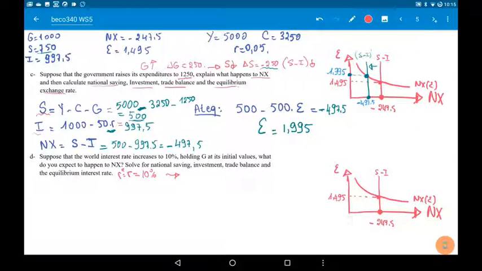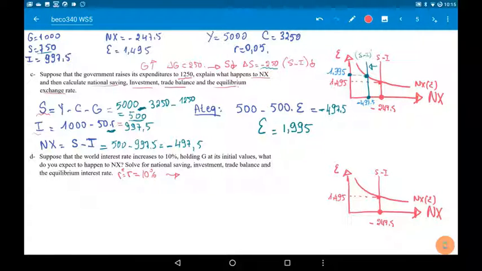Holding G at its initial value, so now G equals 1,000. What do you expect to happen to net exports? Solve for national savings, investment, and trade balance, and the equilibrium interest rate. So we need to calculate the same values, but now with R equals 10%.